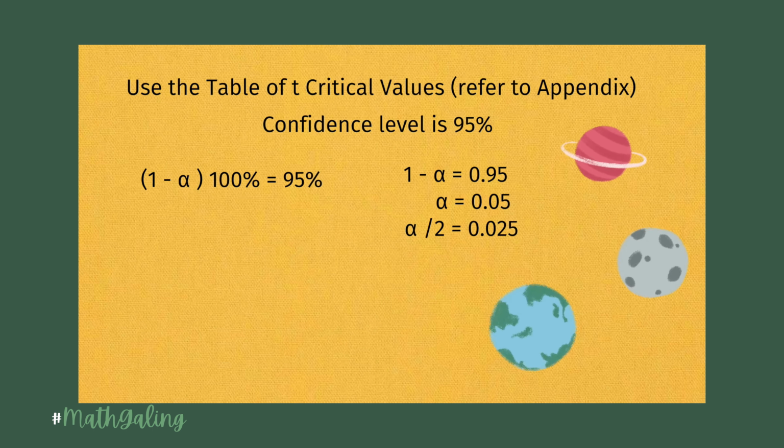Now to find the critical value, we need to use the table of t-critical values referred to in the appendix. The confidence level is 95%. And this is our solution.